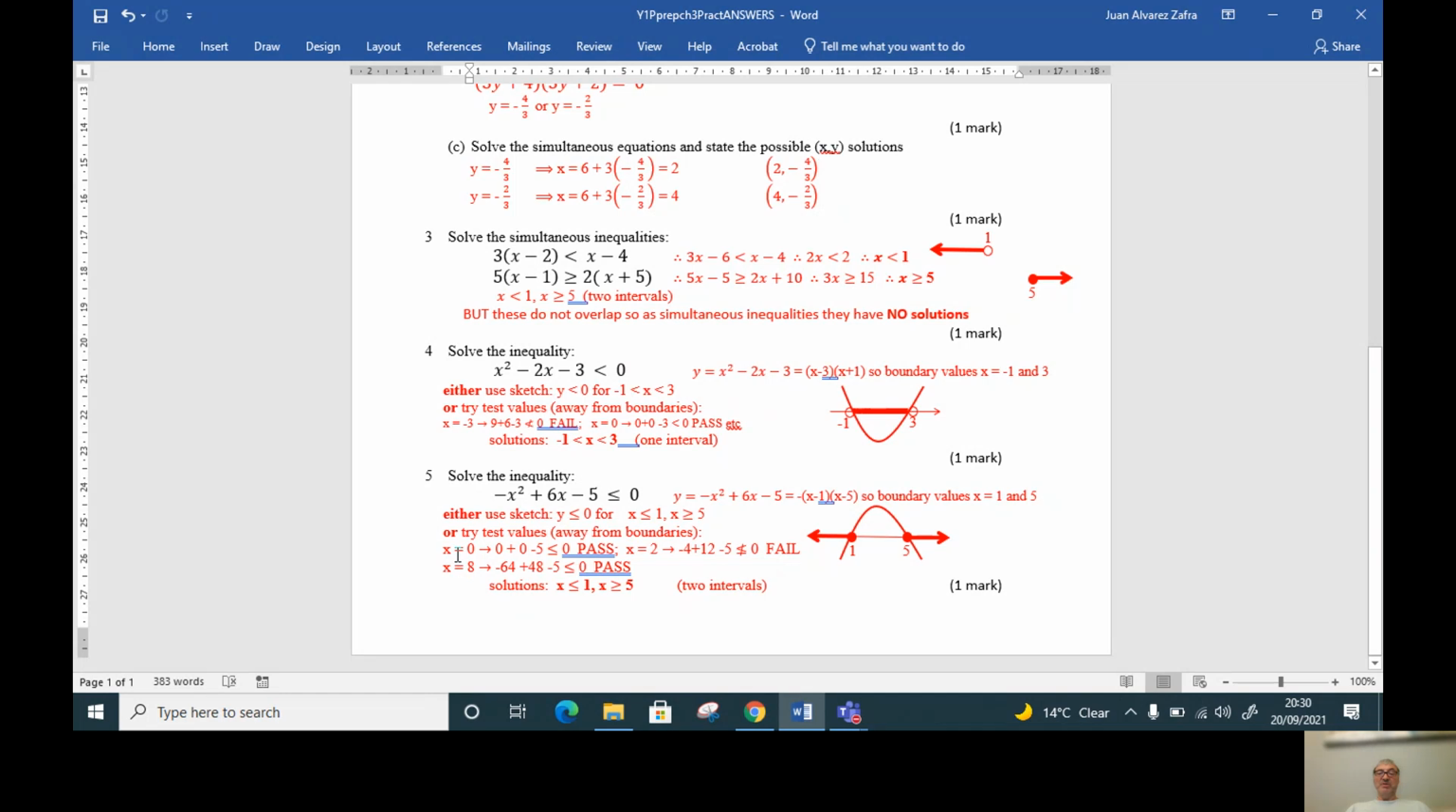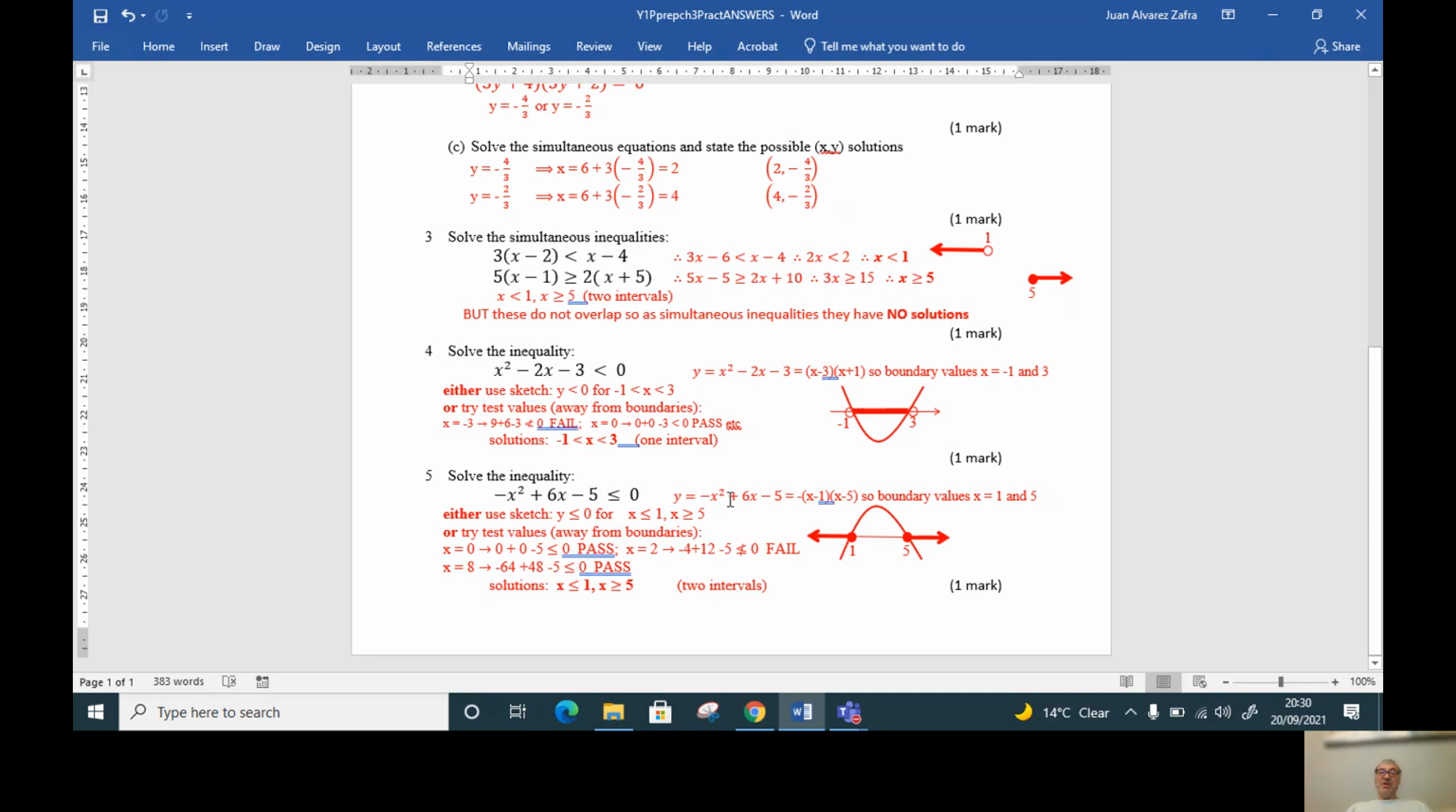So here I've tried x is 0, which is to the left, and we can see that that is less than or equal to 0, so that works. We can try a value between 1 and 5. I've tried 2. We can see that doesn't work. I can try a value to the right of 5. I've tried 8, and we can see that does work. So we can see that our answers are consistent with these when we try some test values.